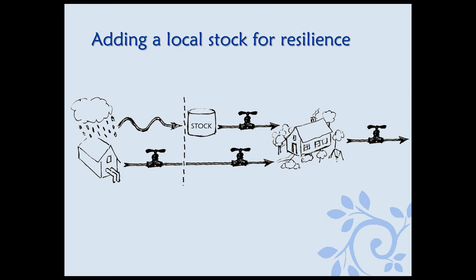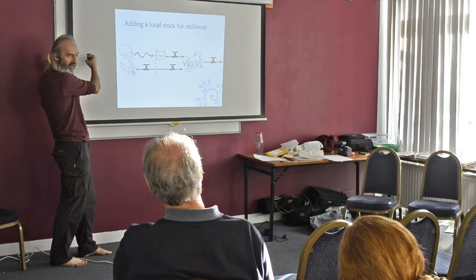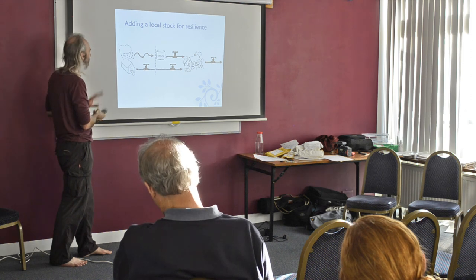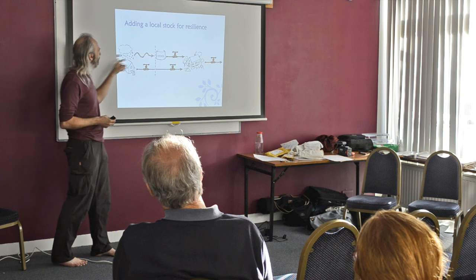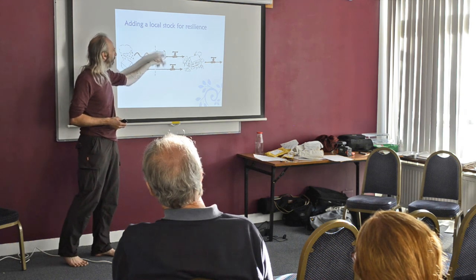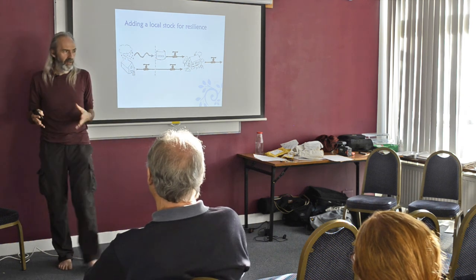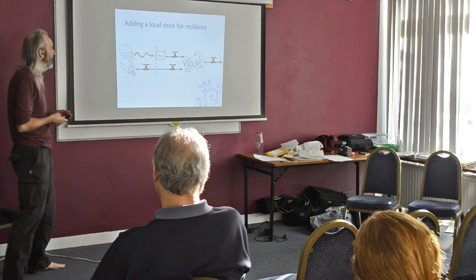So we do what they do. The reason they have a regular supply here is that they have a stock, but it's right over here somewhere, and it's way away from where we live usually, and it's out of our control. We have no management over that, and it's shared very widely. So to create some extra resilience, we build in a stock into our system, which might be as simple as a water butt within our garden.